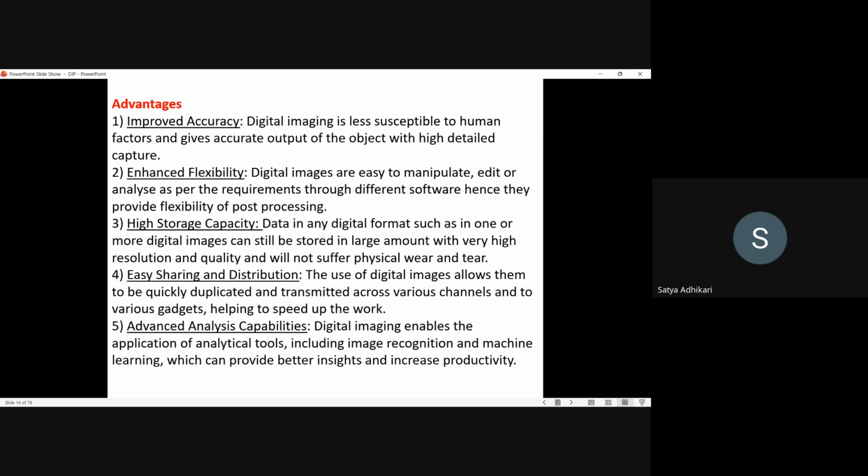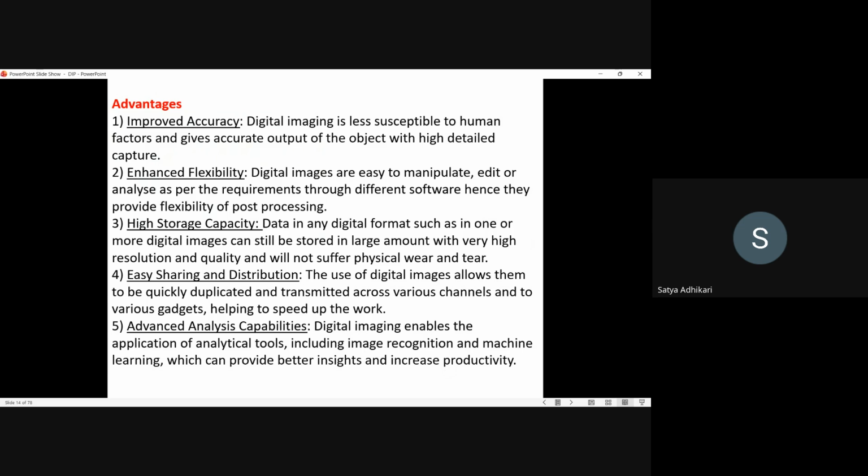It is required to improve accuracy. Digital image is less susceptible to human factors and gives accurate output of the object with high details captured. So it has improved accuracy and enhanced flexibility. Unlike analog images, digital images are easy to manipulate, edit, or analyze as per the requirement through different software. Hence, they provide flexibility in post processing.